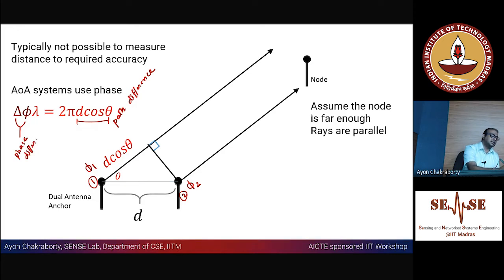In the receiver, it is possible to know the phase at which this was received. What is phi 1, what is phi 2, what is phi 1 minus phi 2. It is possible to know that value. You know the frequency that you are using for this system, so you know the wavelength, right? And you know d. Small d you know, theta you don't know. You want to solve for theta.